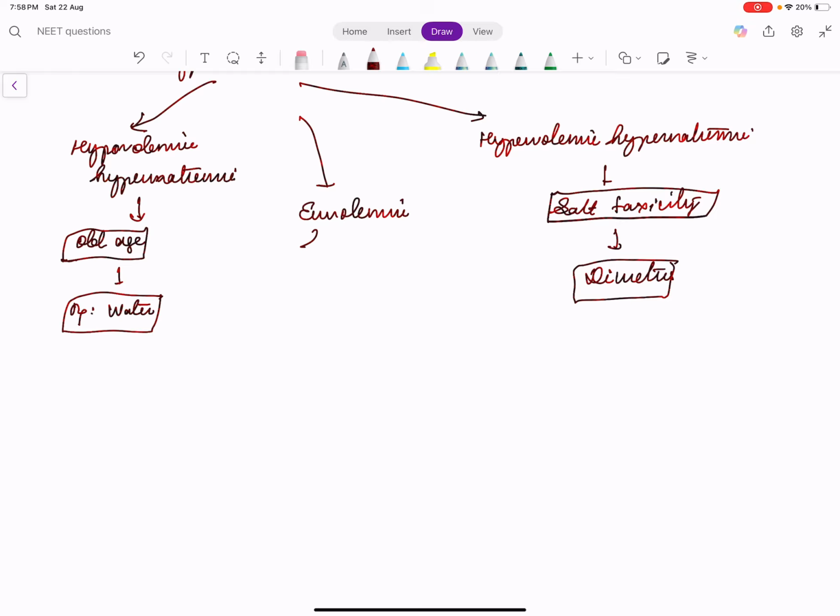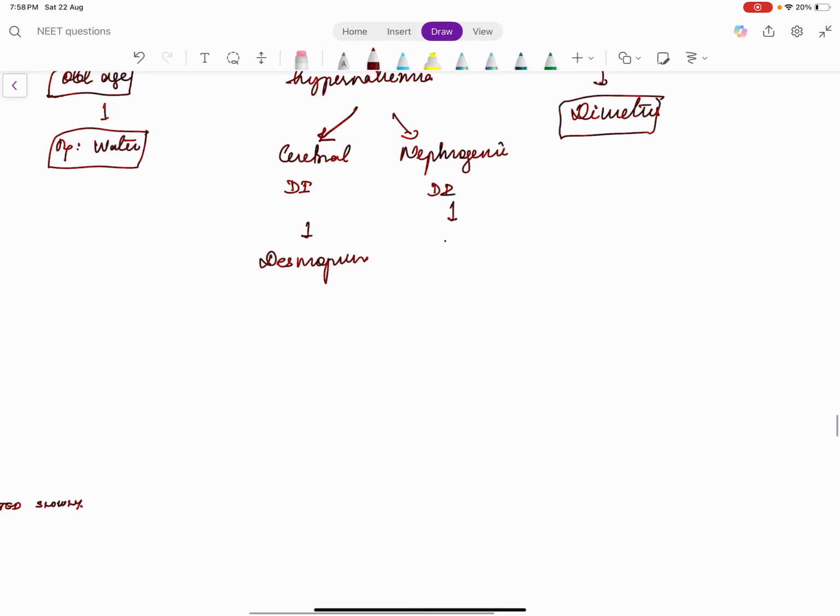hypernatremia? We know the classic diabetes insipidus. Diabetes insipidus can be cerebral diabetes insipidus or central DI, and nephrogenic DI. Central DI, we give desmopressin. Nephrogenic DI, we have some drugs. We can give thiazides, we can give NSAIDs. But what is the emergency management? We have to replace water, right? So it is free water replacement.